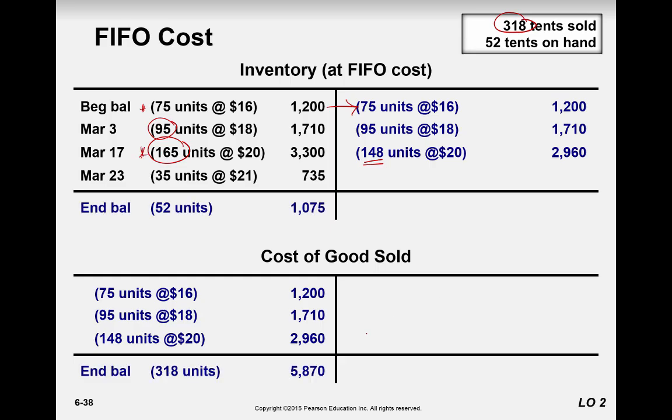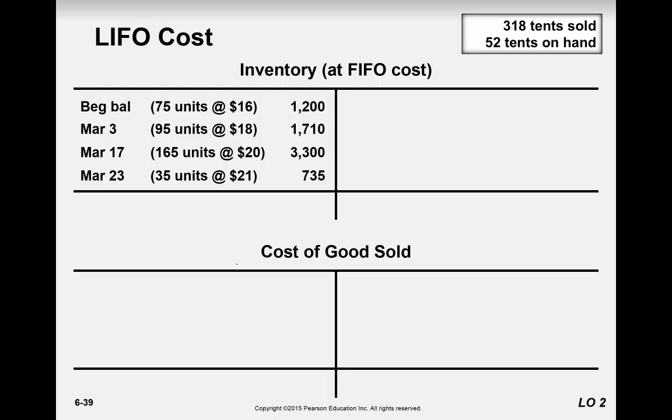So now once we do that, we know what we have left. So see, each of these units is extended. So here we're just adding up this amount to get to our cost of goods sold, and that's our 318 units. And then our 52 units is here at 1,075.